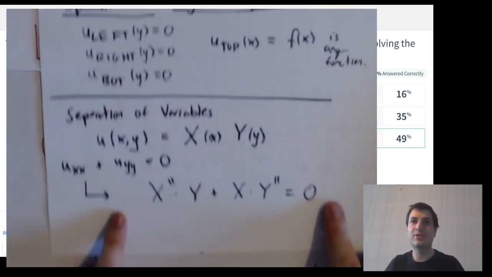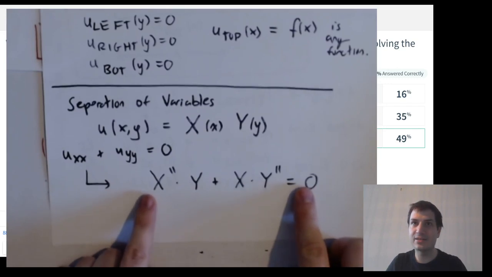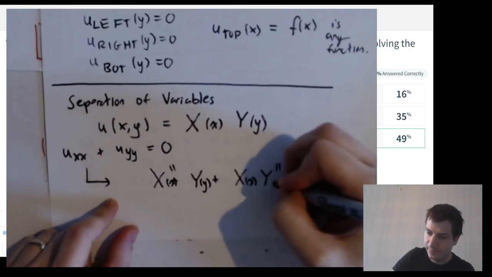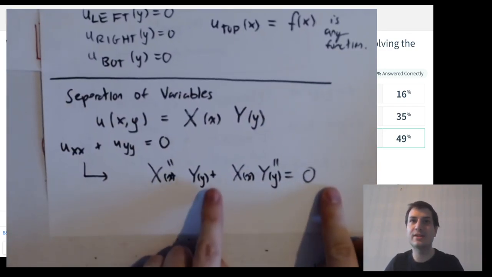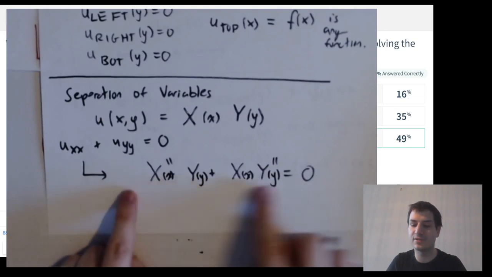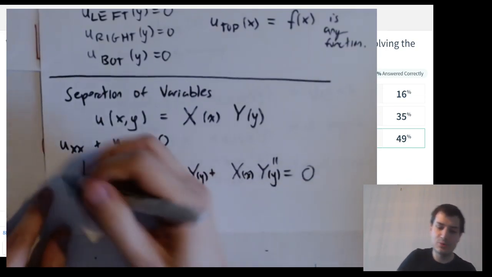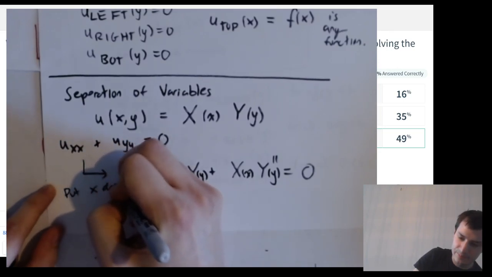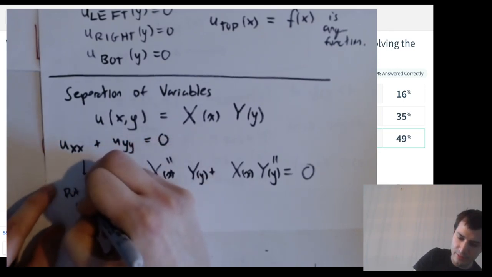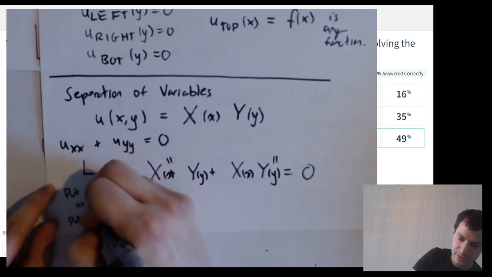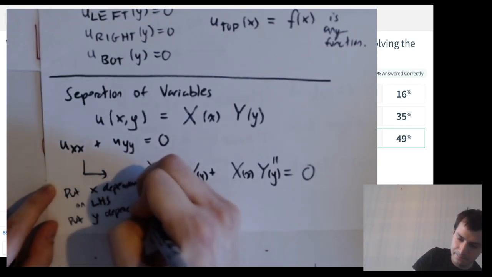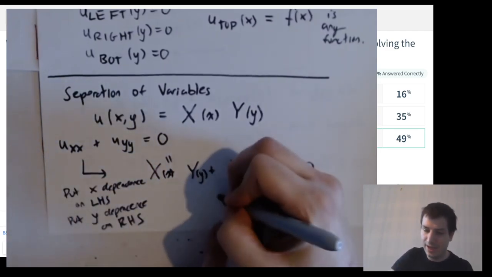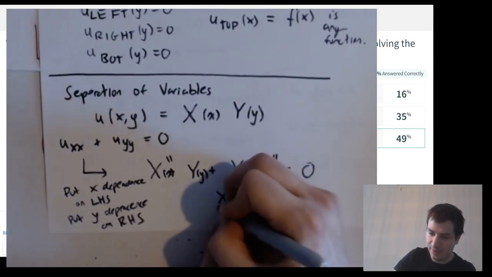So it's a very simple equation, and you might recognize how it goes, because it's very similar to the wave equation. In fact, the only difference between this and the wave equation is that in the wave equation, this is a minus sign. So here it's a plus sign. So if you do the next step, which is put x dependence on the left-hand side and put y dependence on the right-hand side, then you get X double prime of x divided by X.